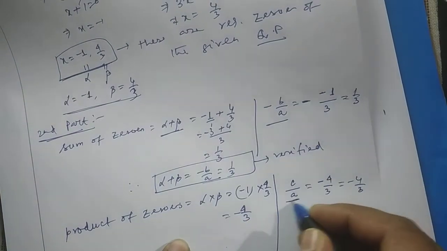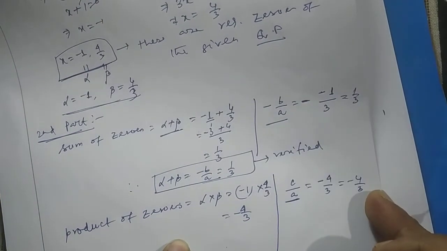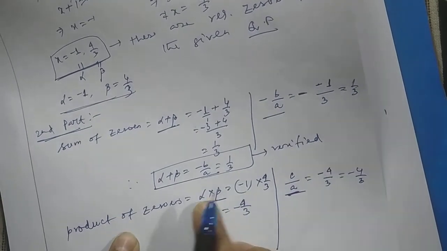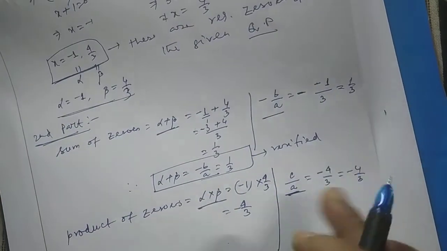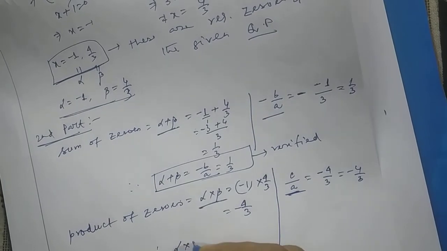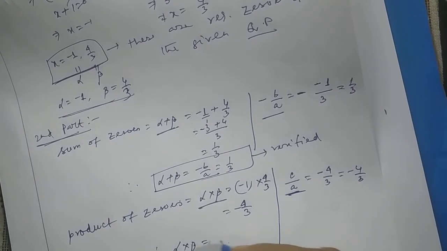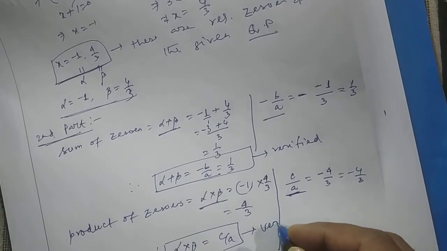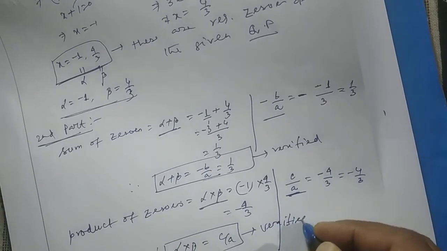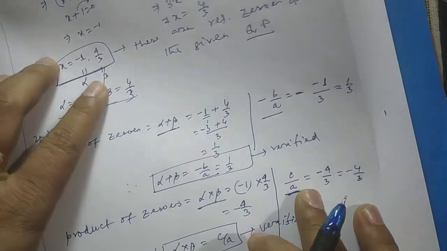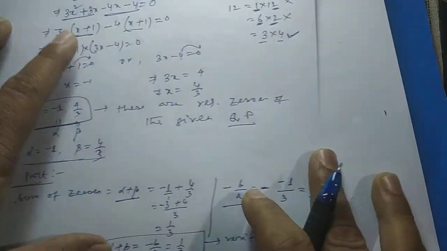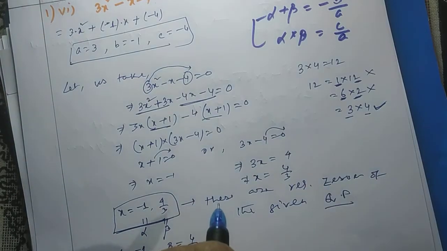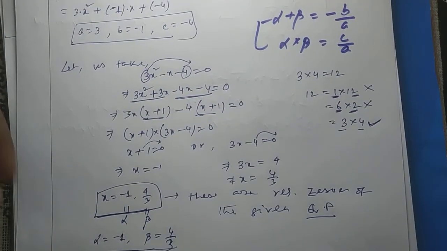And here we see c by a equal to minus 4 by 3. Now compare them. If we compare, we see that both are equal. So we can say alpha into beta equal to c by a. Also it is satisfied. Also the second relation has been verified. Understood? That is the complete math. In this way we have to solve all the maths in these types. Understood? Today I stop here.